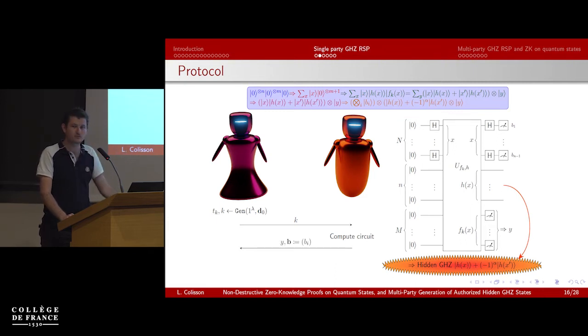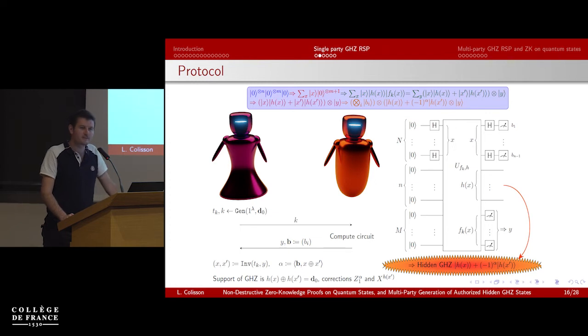So now it's time to give back the result to Alice to make sure that Alice can describe that digit state. So we'll send back the outcome of all the measurements, here the y and the b's. And as I said before, you can just invert your function, obtain the two preimages x and x prime, and compute the alpha, so these phases that you have in front of the second term, using this simple computation.